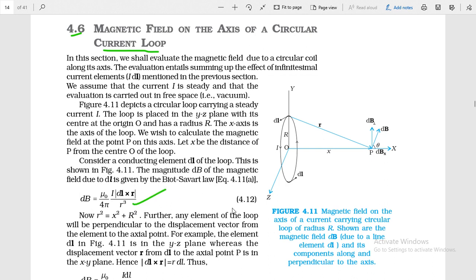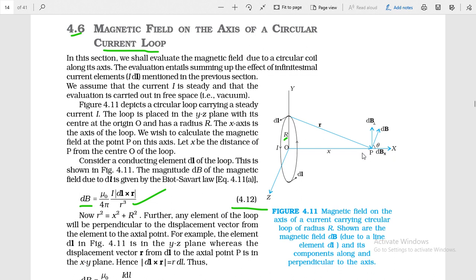So let's see this equation 4.12. This is the equation of the Biot-Savart law in vector form. Let's first understand this diagram. In this diagram you can see a circular loop. Suppose the radius of this loop is capital R, and the current in this loop is I. Now this line, OP, represents the axis of the loop.